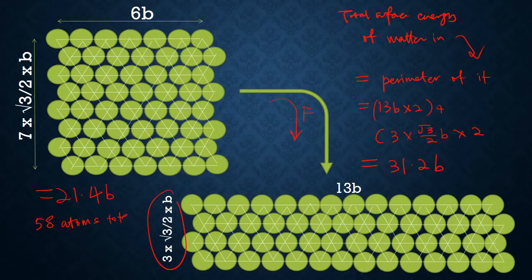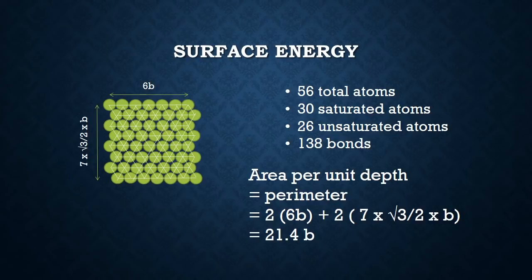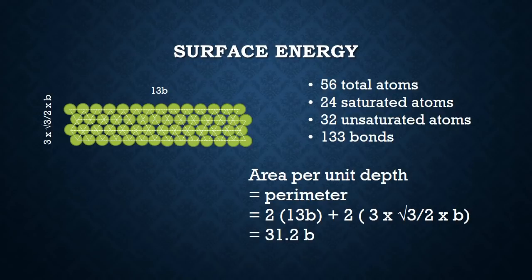By just changing the shape via a force, the surface force of this material has changed. This is what is associated with surface energy. In this slide, I present the calculation of area per unit for these shapes, which is 21.4 B for the square, whereas here it is 31.2 B.